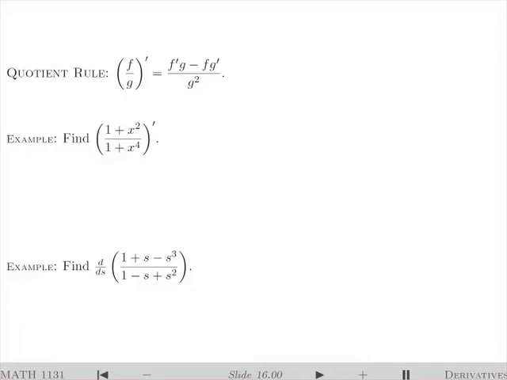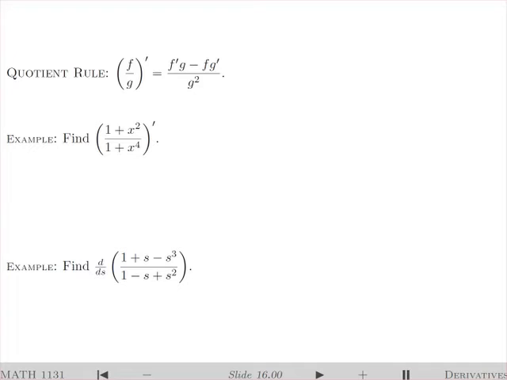Welcome. In this session, we'll look at the quotient rule. The quotient rule has no physical or geometric interpretation, so I'll simply state the rule. It says that the derivative of f over g is g times the derivative of f minus f times the derivative of g, divided by g squared.